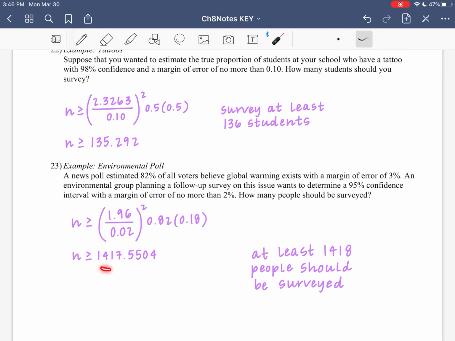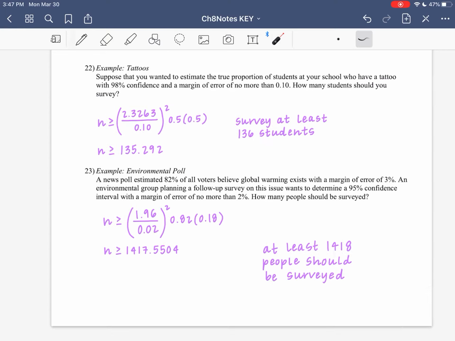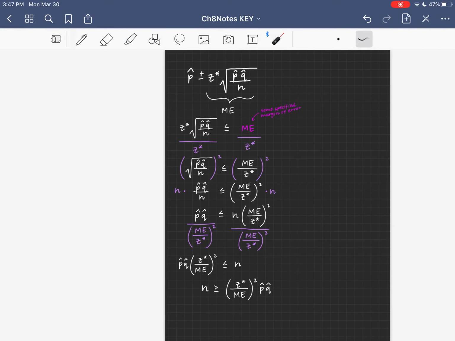Again, putting all that in your calculator, you're going to get a number that is not a whole number. But remember, we are going to round up to the next whole number because this says greater than or equal to, and we're talking about a number of people to survey. We cannot survey a fraction of a person. So our answer here would be at least 1,418 people should be surveyed.